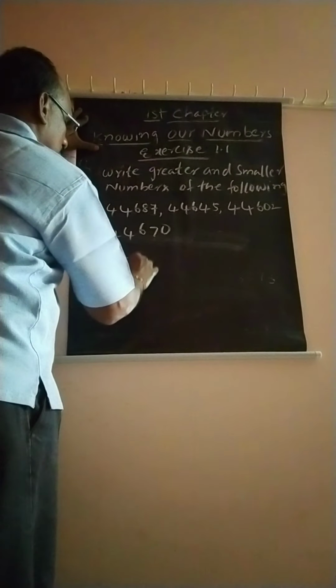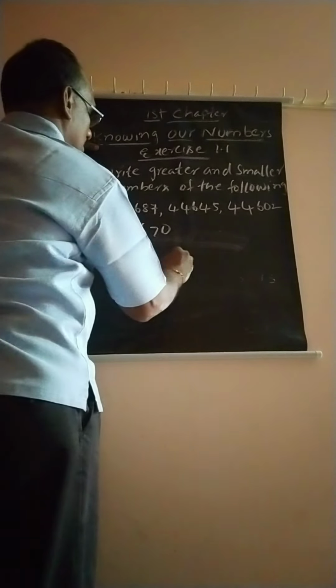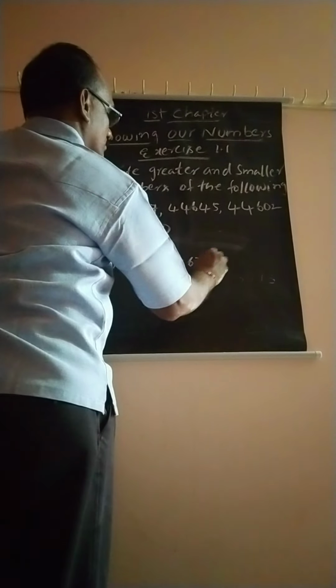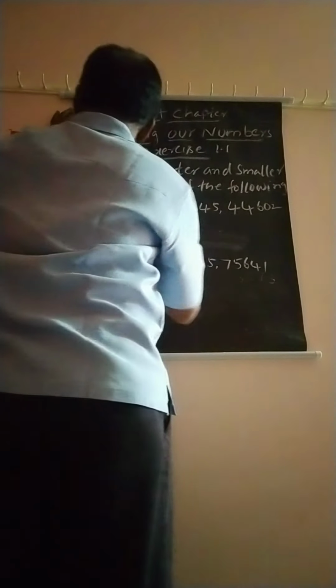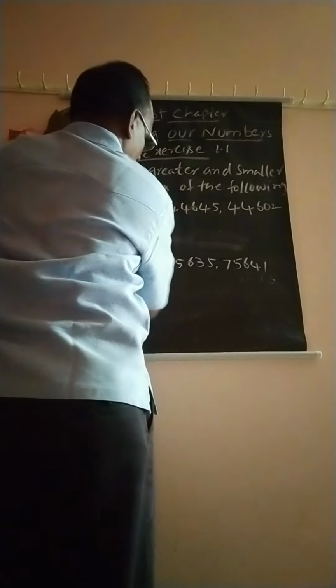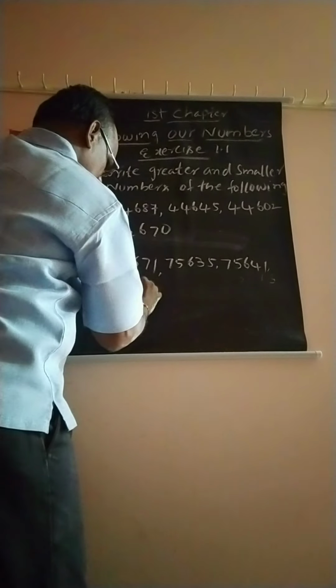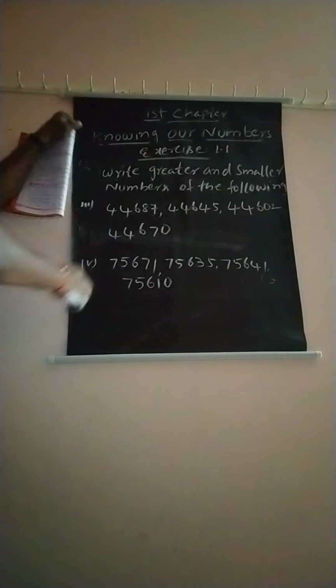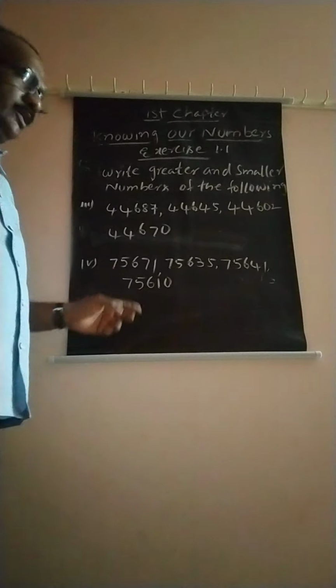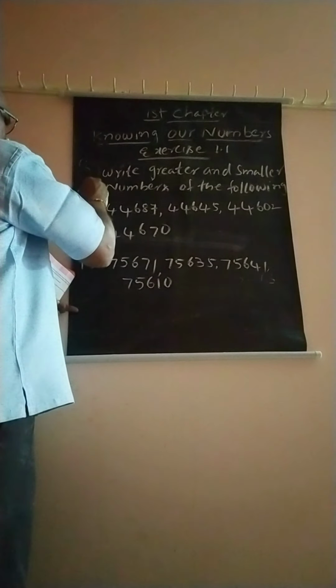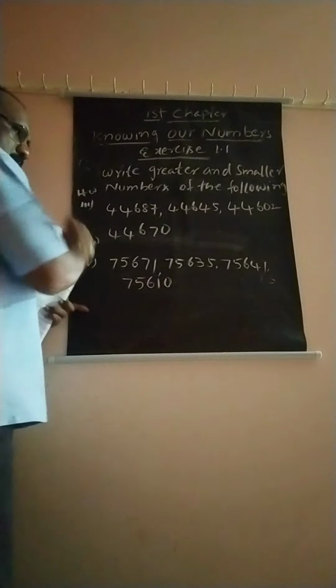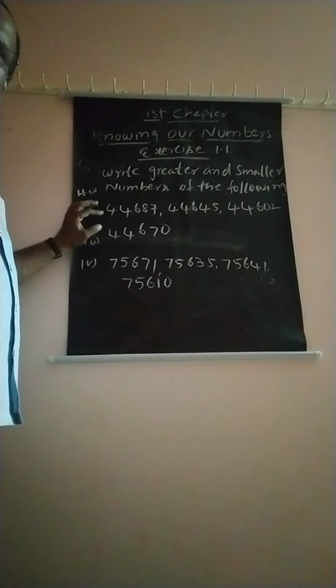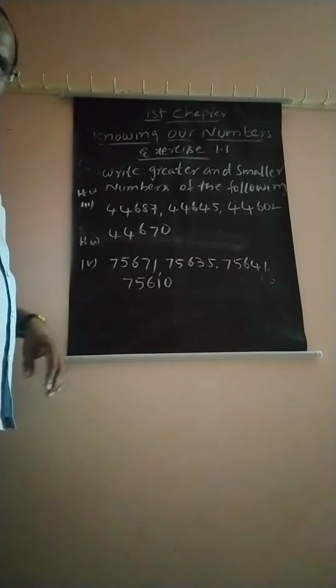And like that, the fourth one is 75671, 75635, 75641, 75610. So these are the numbers. The third one and the fourth one you can do. This is homework and this is also homework. I told the first 2 problems, then the third and fourth you can finish.